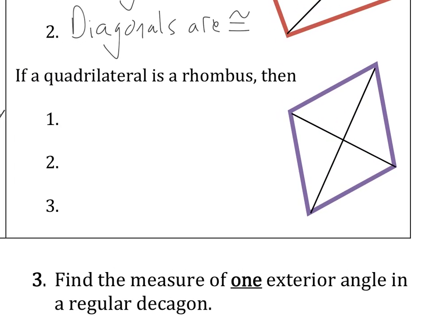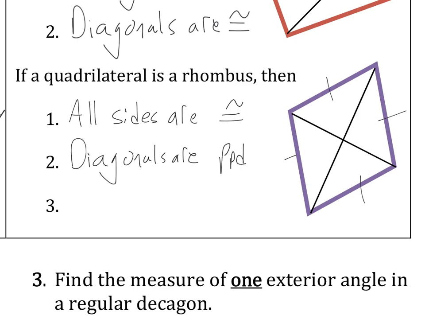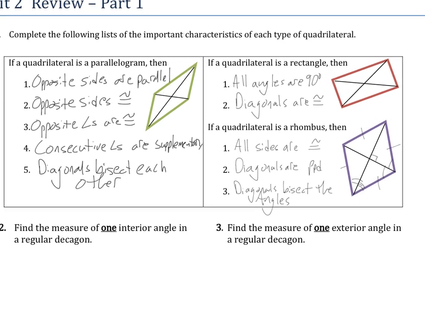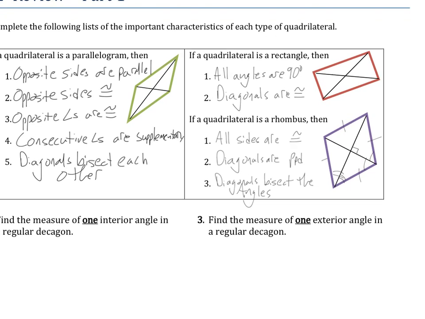A rhombus, we've got a couple things here. First thing is that all sides are congruent. So all 4 of these sides are exactly the same. That's the definition. And then we know that diagonals are perpendicular. They intersect at 90 degrees there. And then the diagonals also bisect the angles here. They cut these angles in half. So there are 3 things about a rhombus: 2 special things for a rectangle, 3 special things for a rhombus.